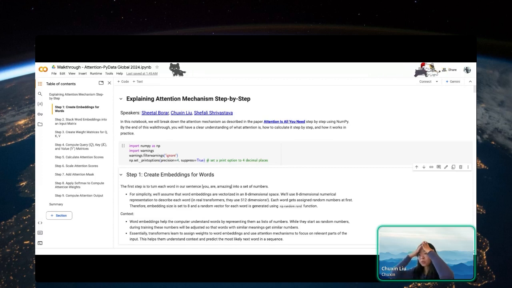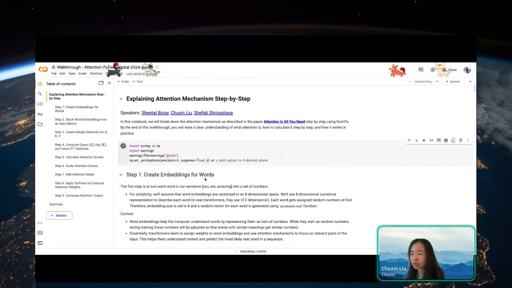In this notebook, we'll break down the attention mechanism as described in the paper step by step using only NumPy. By the end of this walkthrough, you'll have a clear understanding of the underlying architecture under attention, or under the transformer. So please go ahead, first run the libraries.